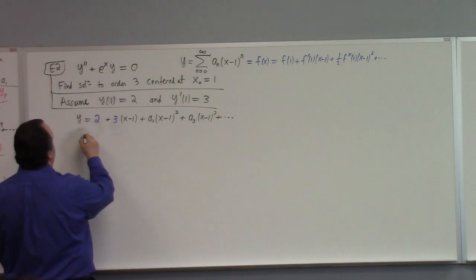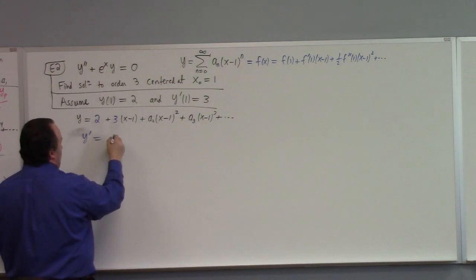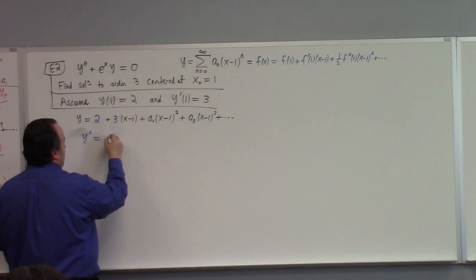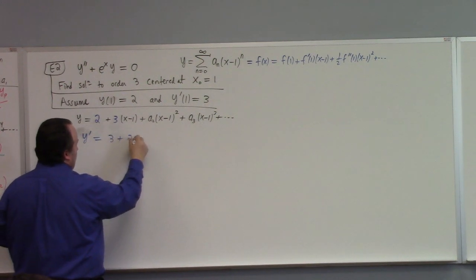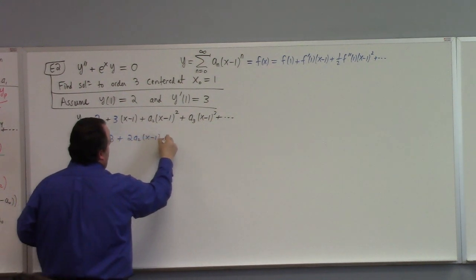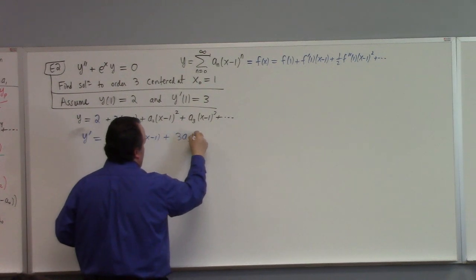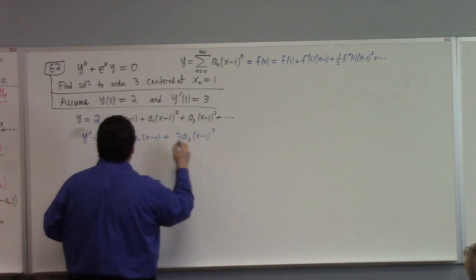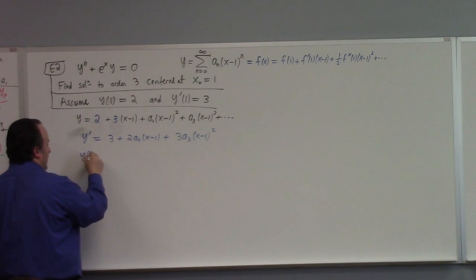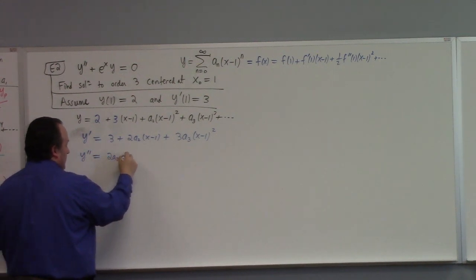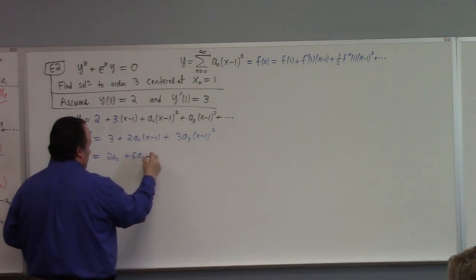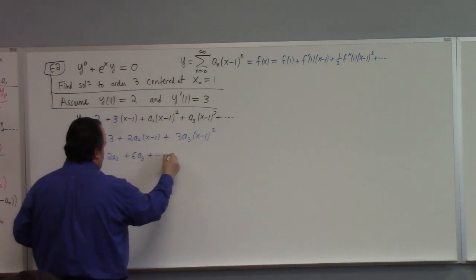So what's y prime prime? I'll do y prime. So we've got what? We've got 3 plus 2a2 times x minus 1 plus 3a3 times x minus 1 squared. And then y prime prime is 2a2 plus 6a3 plus stuff, right?